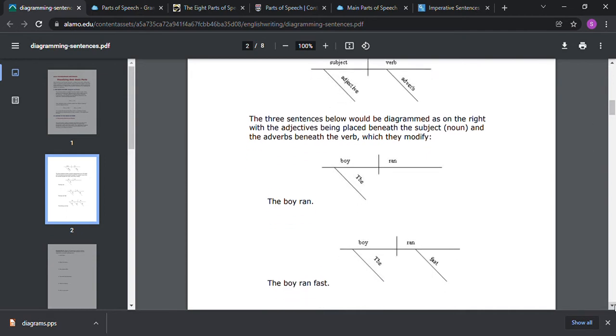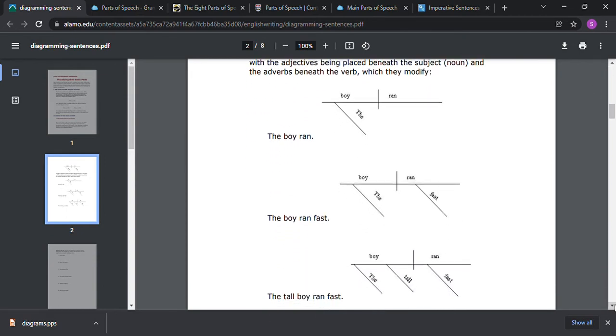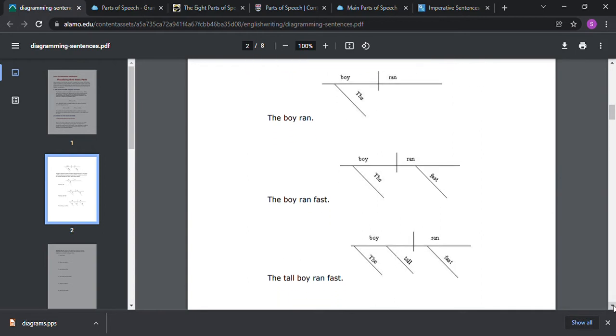So that will help you. The boy ran fast. Then you have the tall boy ran fast. So you can see the and tall are adjectives that add to the subject boy. And there's fast, that is an adverb that adds to the verb ran.